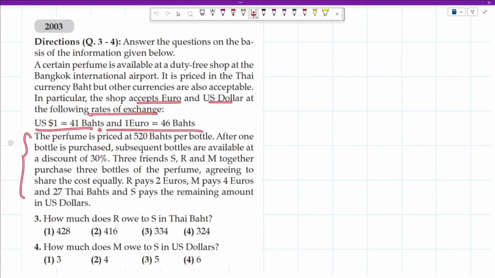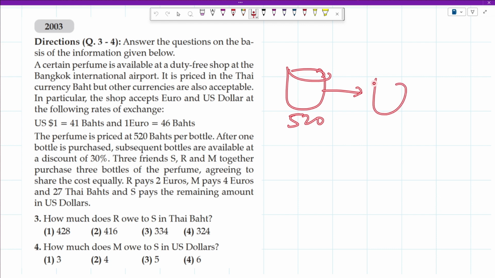Now there is a story. The perfume is priced at 520 baht per bottle. After one bottle is purchased, subsequent bottles are available at a discount of 30%. That means you will buy one bottle at 520, and after that every bottle you buy is going to be 520 into 0.7, that is, 30% less of that. This is what it is saying.